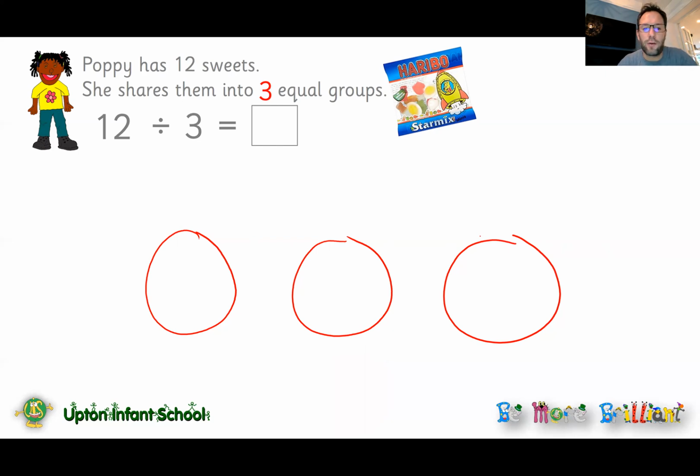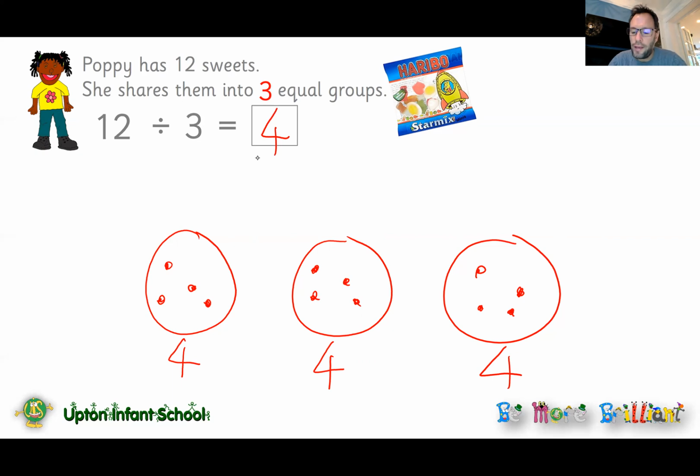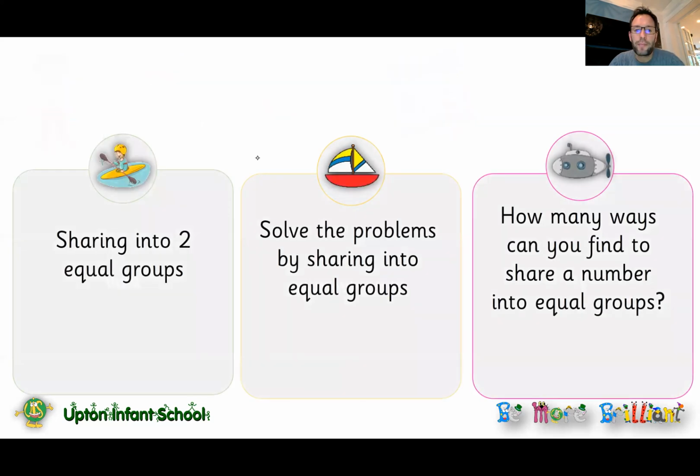Okay, here we go then. So we've got our 3 groups. I'm going to share out my 12 just like this. 1, 2, 3, 4, 5, 6, 7, 8, 9, 10, 11, 12. And if I look in each of those circles, we've got 4 and 4 and 4. So I shared 12 into 3 groups, and there are 4 in each group. So 12 divided by 3 is 4. Well done if you had that one right.